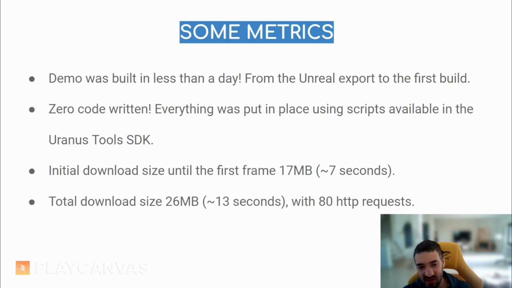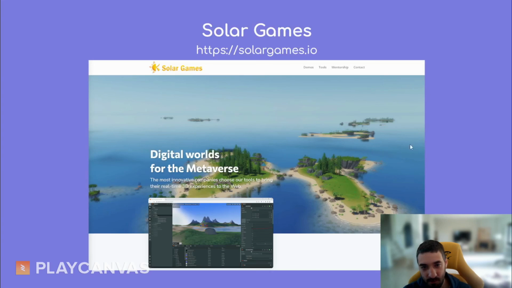We set up the scene, we parameterized everything, we tweaked the settings, and yes, we got this build with a file size of less than, I don't know, 20 megabytes, 17 megabytes of download until the first frame. After the first frame is shown and you start to see the scene, some assets that have preload set to false are downloaded. So the total download size is 26 megabytes, about 10 to 13 seconds, depending on your network connection. And that's 80 HTTP requests. This is super packed, especially for an Unreal scene. We are very happy with this result.